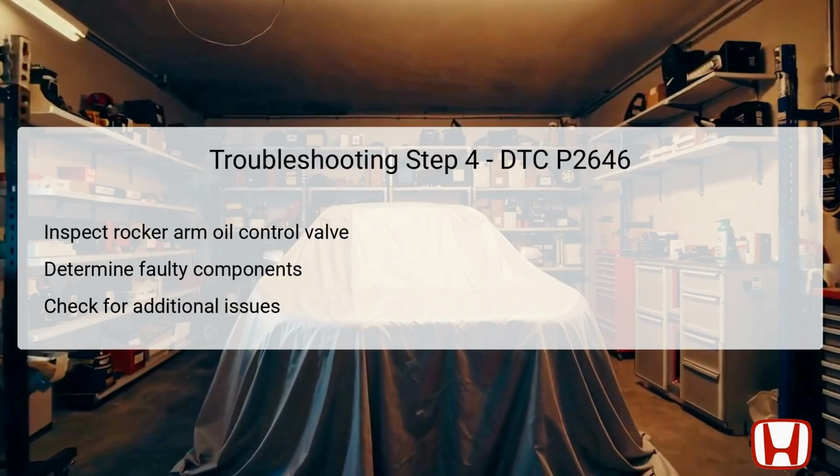The final troubleshooting step calls for an inspection of the rocker arm oil control valve itself. If previous inspection results indicate that other components are functioning correctly, the rocker arm oil control valve may be the source of the issue. This valve is responsible for modulating oil flow to the rocker arms, affecting engine performance. Careful inspection and testing of this valve will help determine if it has failed.